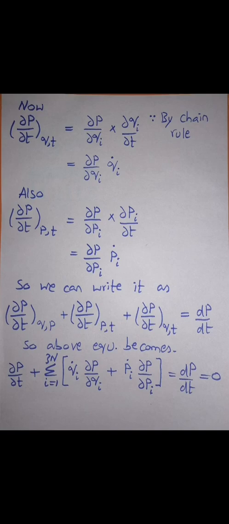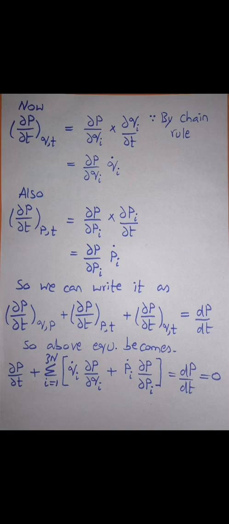Also considering the second term, partial ρ divided by partial t, where momentum and time are constant, again by using the chain rule we multiply by partial p_i in the denominator and the numerator, and we get partial ρ divided by partial p_i into p_i dot, where p_i dot is equal to partial p_i divided by partial t. So we can write the sum of these three terms, where position and momentum are constant, momentum and time are constant, and position and time are constant, as equal to dρ divided by dt.